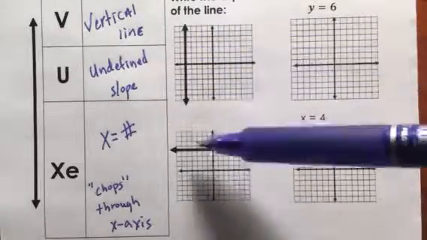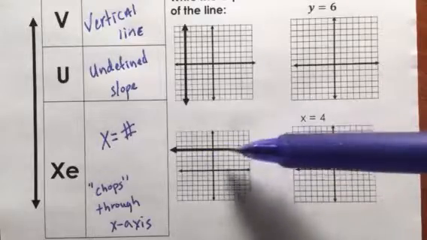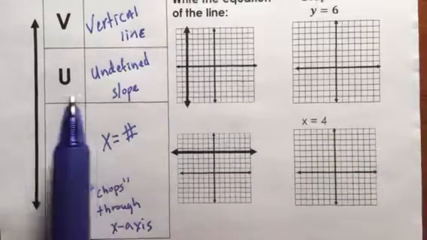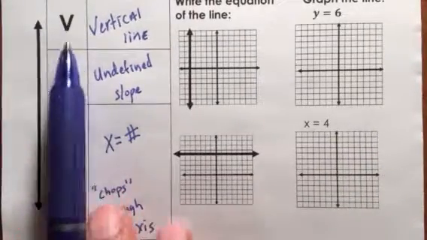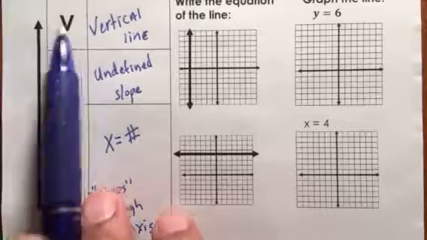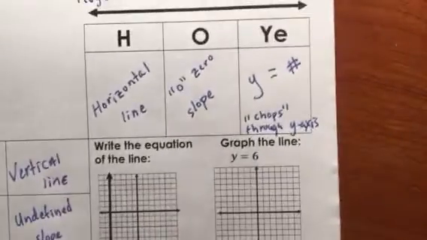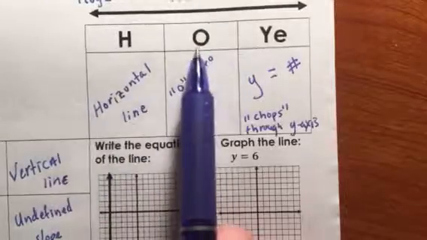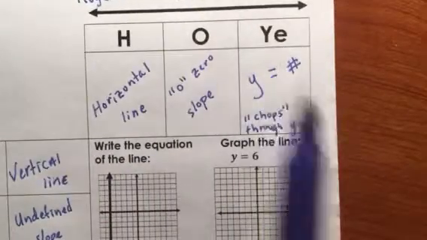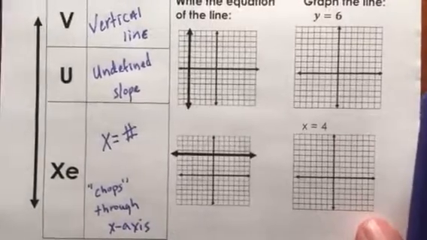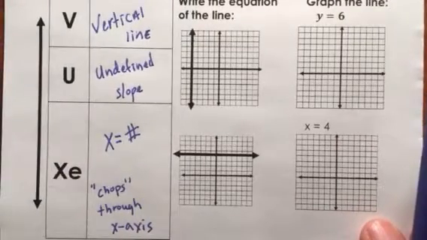So this is a vertical line here. It's chopping through the y-axis. It's a horizontal line, y equals. So again, VUXe would be vertical, undefined, and x equals. We have horizontal line, zero slope, and y equals. So this first part, actually let me give you a few seconds to copy that down.